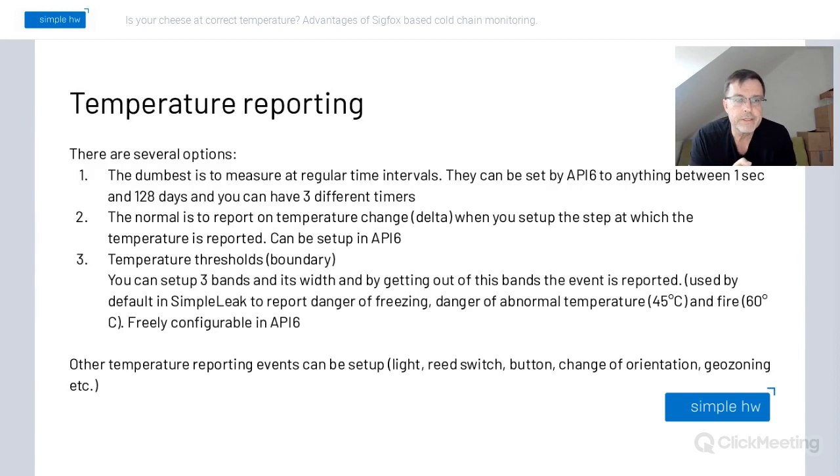And you can even have three different internal timers. So you can say, I want to measure temperature and report it every 5 minutes, or every day, or every 10 days. You set it up completely yourself. But this is not the recommended way, because most of the time the temperature is stable, and you also are not getting any information on immediate temperature change. So this is the least recommended way.